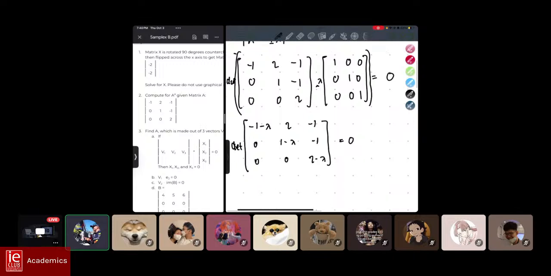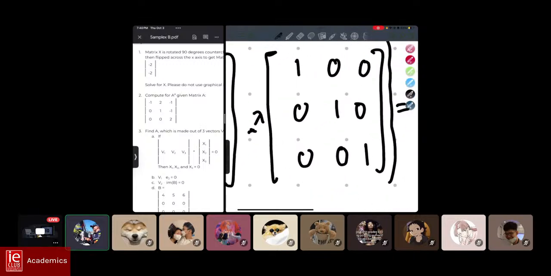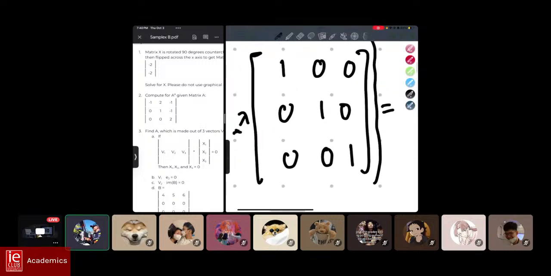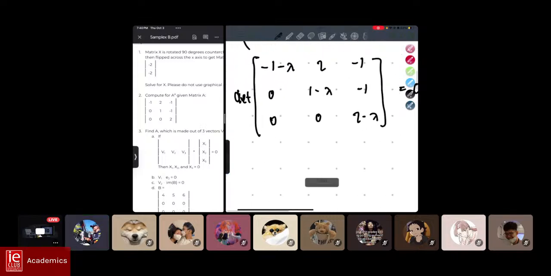Hopefully gets pa naman so far. I skipped a few steps na. Minultiply ko na yung lambda with the whole identity matrix, so kaya along the diagonal lang may minus lambda. I hope that makes sense.